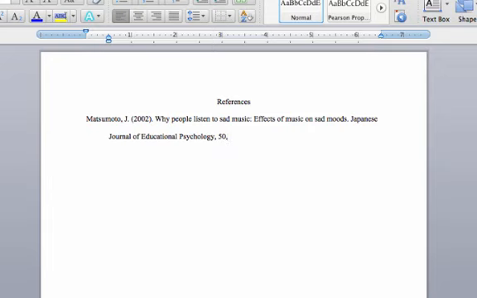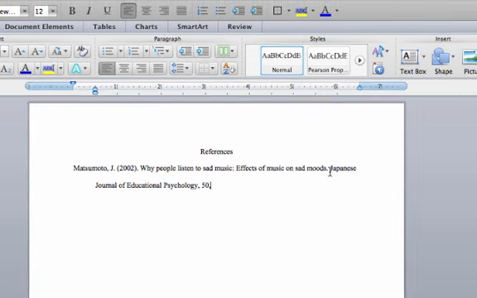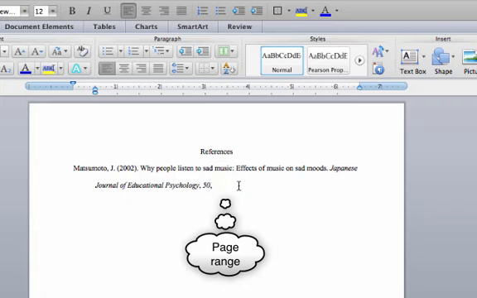Now we need to italicize our title of the journal and the volume number. These are the only two things that get italicized in the entire reference. Now we follow with the page range, which we separate with a hyphen. Notice that we don't put spaces around the hyphen, and we end with a period.